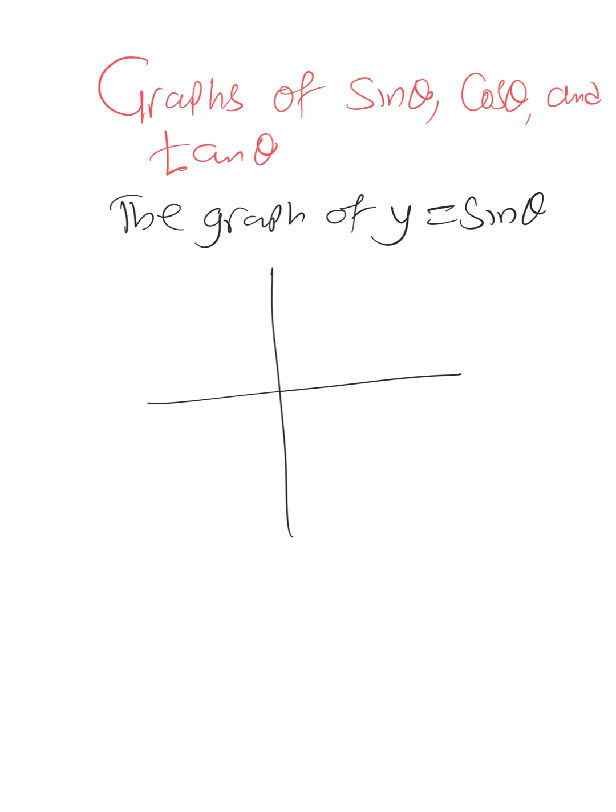The graph of y is equal to sine of theta. Now, if we are to plot the graph of y equals sine theta, you have to consider a vector OS of length 1. The easiest way to come up with this graph of y is equal to sine theta is to consider the vector OS to be 1 unit, either 1 kilometer, 1 whatever, as long as it is 1 unit.